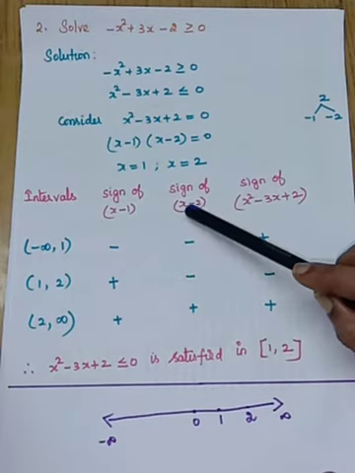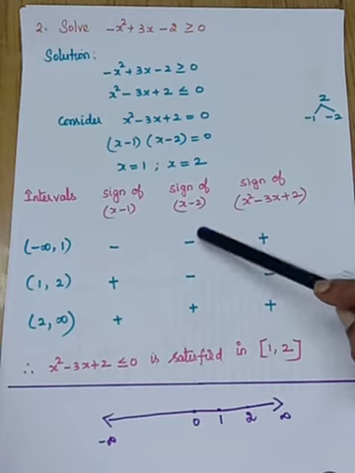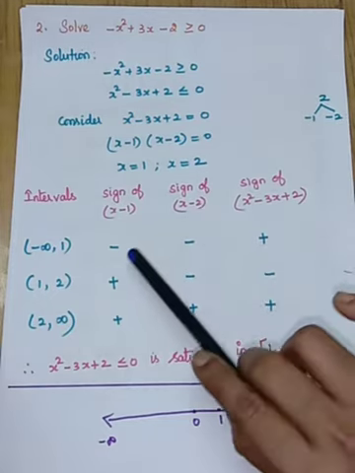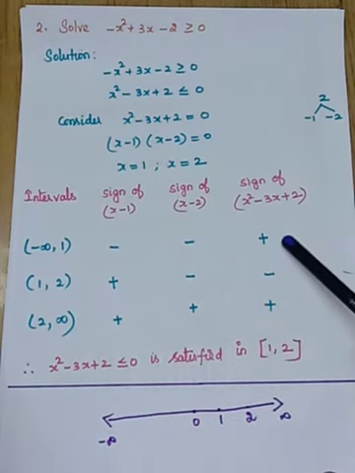When you substitute here 0 minus 2, that is also negative. So how has this factor come? It's a product of these two. So minus into minus will become plus here.